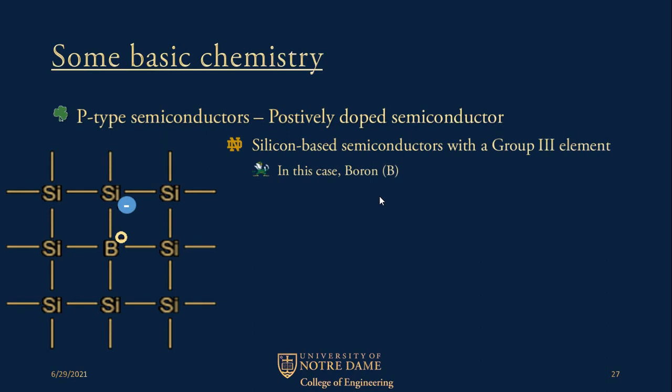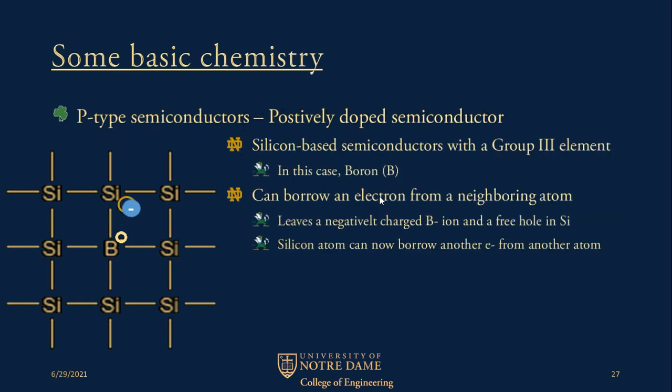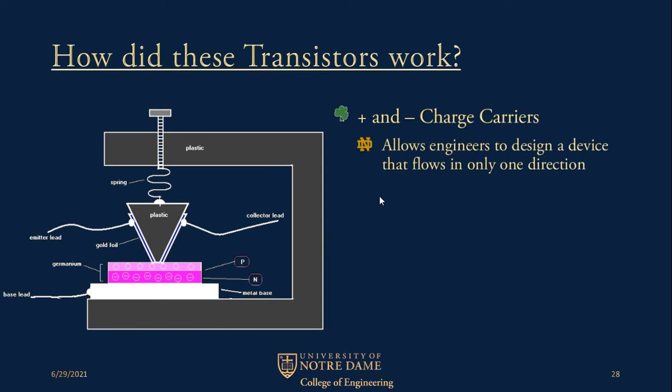When you have a P-type semiconductor, in this case we have boron. Boron has 3 valence electrons. It is a group 3 element. So what ends up happening is you produce thermal lattice vibration and it can borrow an electron. So you have these electrons and you have holes. The electrons move like that. So we use these positive and negative charge carriers in the semiconductor. And when you put them together, what ends up happening is it allows engineers to design a device that flows in only one direction. You may have encountered one of these already. It's known as a diode.